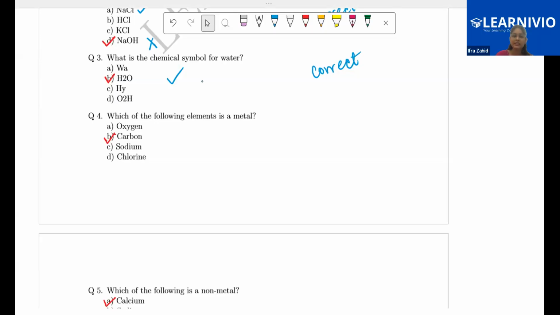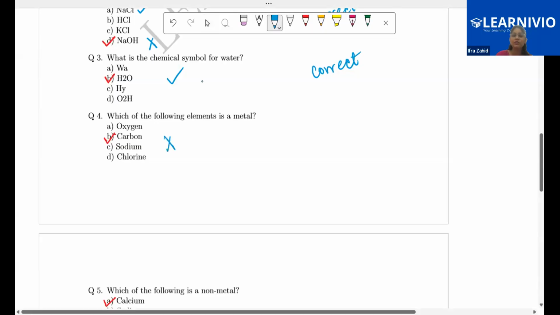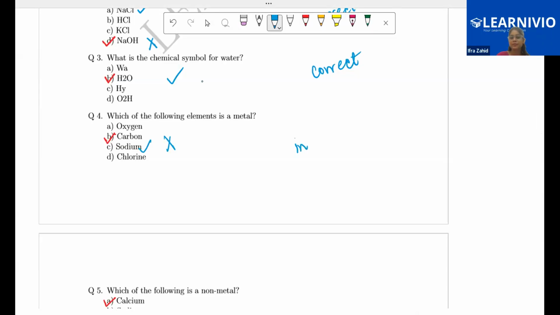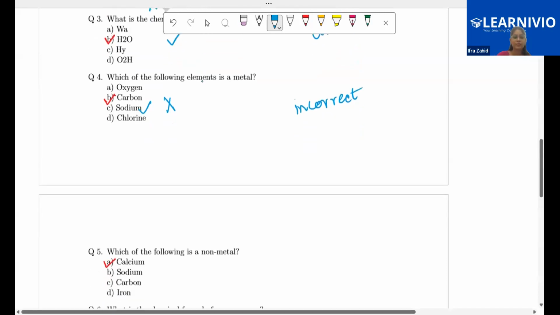Yeah, it's incorrect because it's not carbon, it's sodium. Out of oxygen, carbon, sodium, and chlorine, sodium is the one that is a metal. All other three are non-metals. Clear? Yes, ma'am. Okay. So you are not sure of your answer? Yes, ma'am. Okay, no issues.